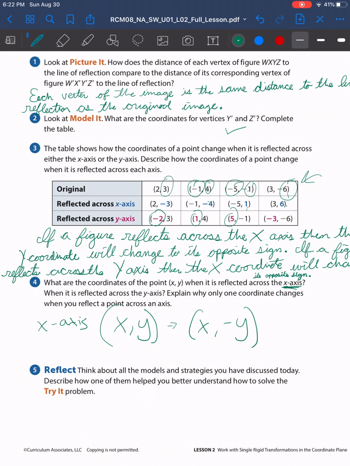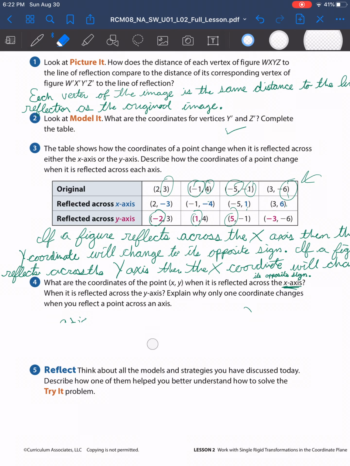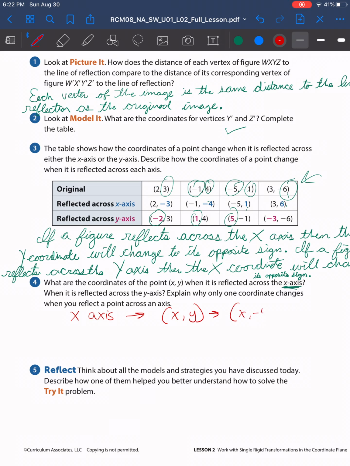I should have written this smaller. Hold on, let me erase. We're gonna run out of room real quick. Okay, so if it's x-axis flipped, my coordinates x comma y would be changed to x comma -y. Remember, it's opposites. So if it flips the x-axis, then the y's change. If it flips the y-axis, then the x's change. So here's the original. And it would become -x comma y.